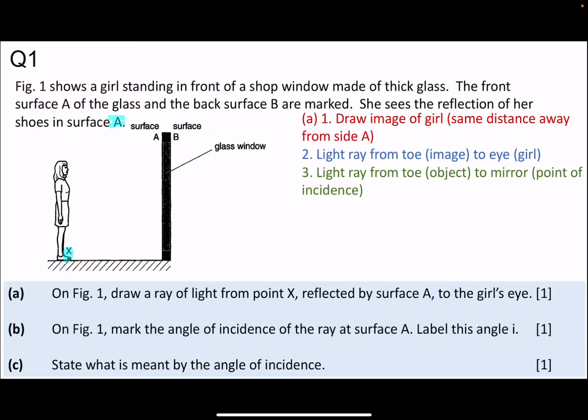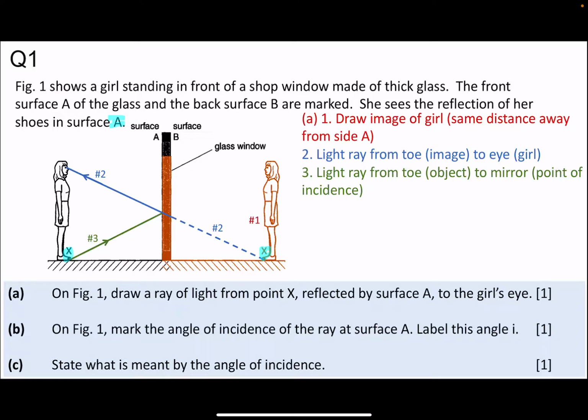To do that, we need to draw the image of the girl, which is the same distance away from surface A. So draw the image of the girl. Then we're going to draw a light ray from the toe of the image to the girl's eyes. Then we're going to draw the light ray from the toe, which is the object, to the mirror at the point of incidence. Okay, so these 2 light rays will then answer question A.